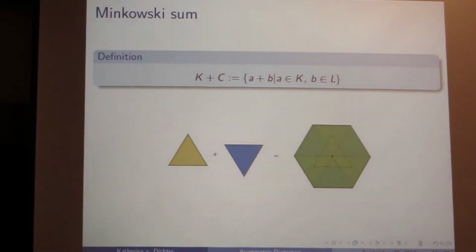In order to do this, we need some more details, and one of them is the Minkowski sum. The Minkowski sum is nothing different from the vector sum. So you take any point of K, any point of C, and add them. So here's an example. You have a yellow triangle, a blue triangle, and if you take the sum, then you have this nice regular hexagon.